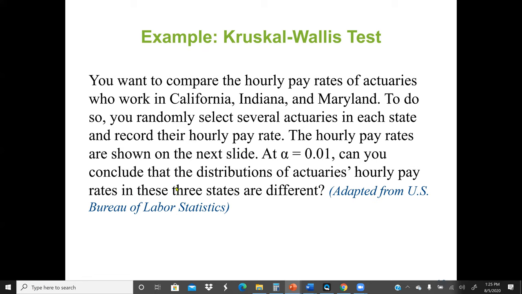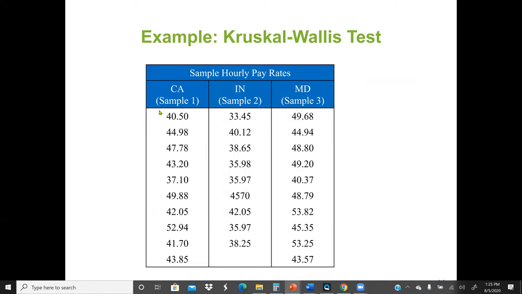Now, the hourly pay rates are shown in the next slide. We have an alpha of 0.01. Can you conclude that the distributions of actuaries' hourly pay rates in these three states are different? So our H0 and HA are about whether the pay rates for actuaries in the three states are the same or different. This is the data set they gave us: California sample one, Indiana sample two, Maryland sample three. These are the hourly pay rates for actuaries.